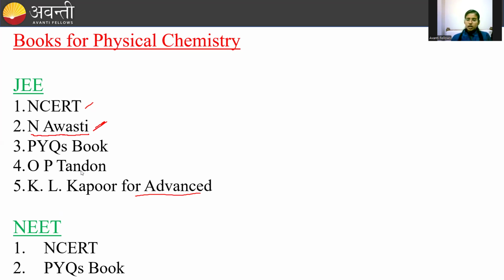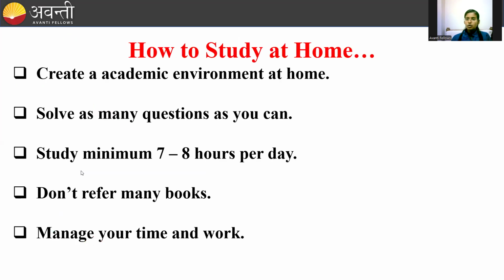Now at last, how to study at home. Create an academic environment first. You should not have any disturbances. Even if you have some disturbances, you should be able to manage it and adjust to it. Try to have an academic environment at your home. Solve as many questions as you can. Study minimum 7 to 8 hours per day.